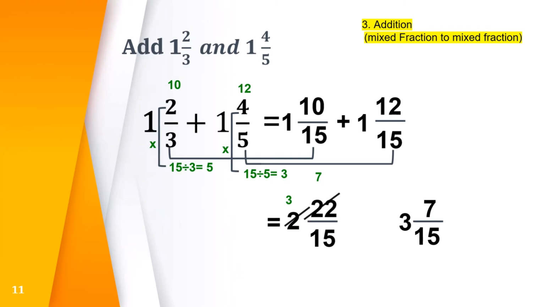So, 3 and 7/15. Now, i-analyze natin kung siya ba ay lowest term na. So, 7 and 15, wala na silang common factor. And that means, 7/15 is already in its lowest term. So, 1 and 2/3 plus 1 and 4/5 equals 3 and 7/15.